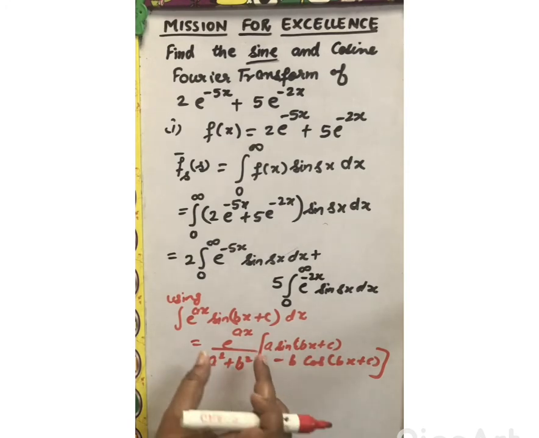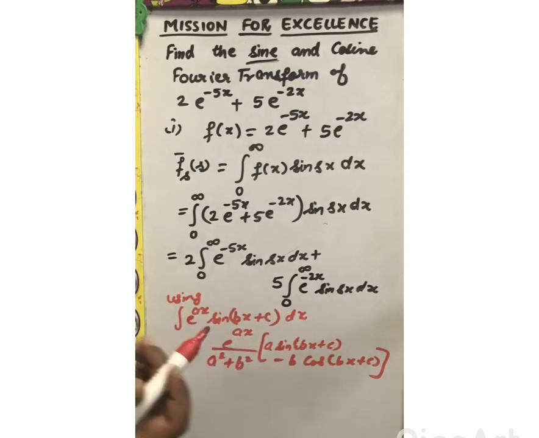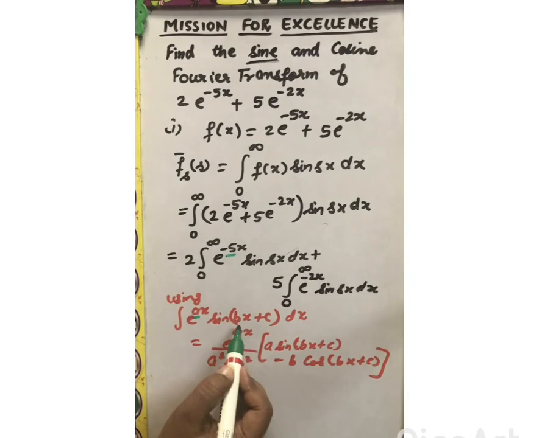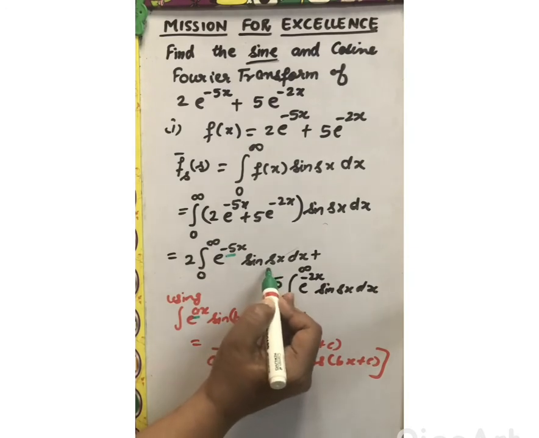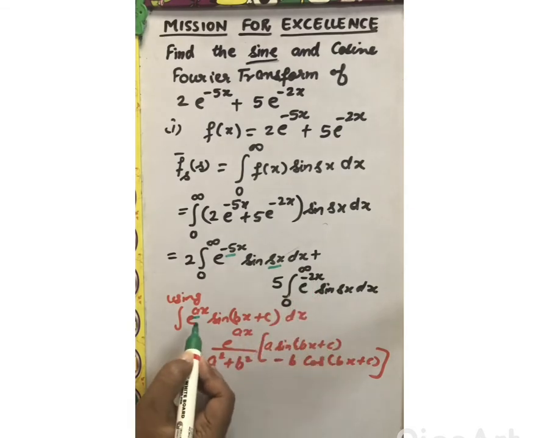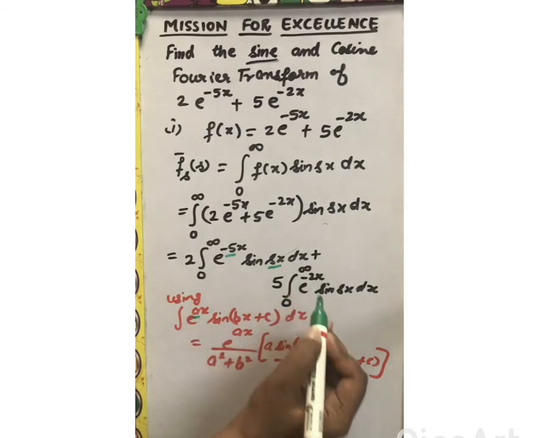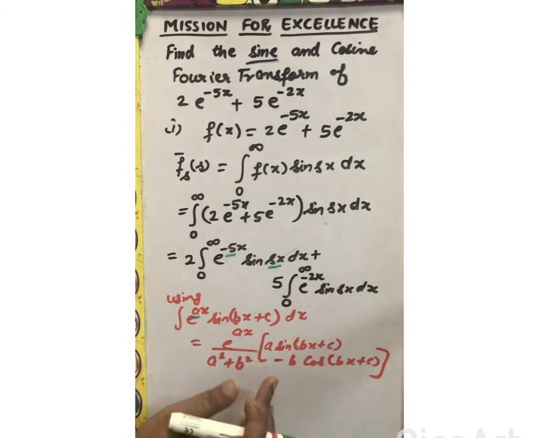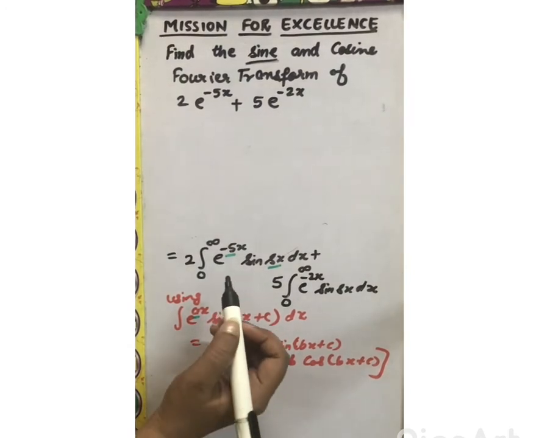So now comparing this with this, we see e^(ax) means here the value of a is minus 5, and bx + c is sx. Here also, in e^(ax), a is minus 2 and bx + c is again sx. So now let us use this formula for this integral.